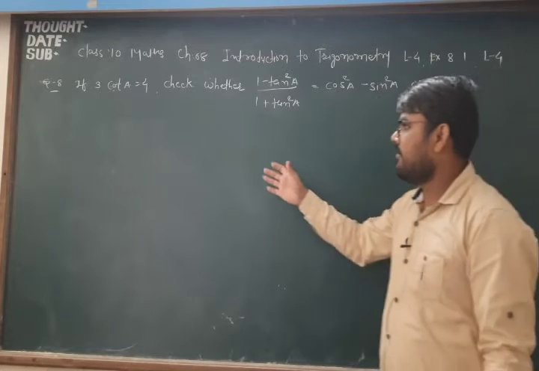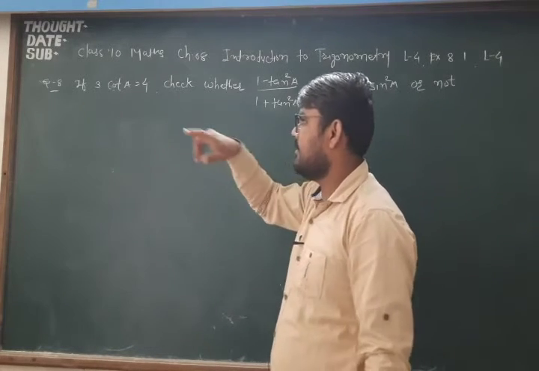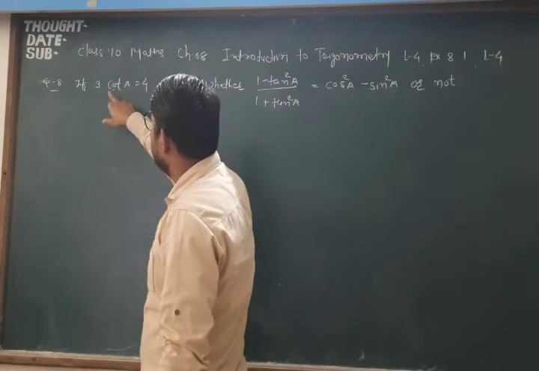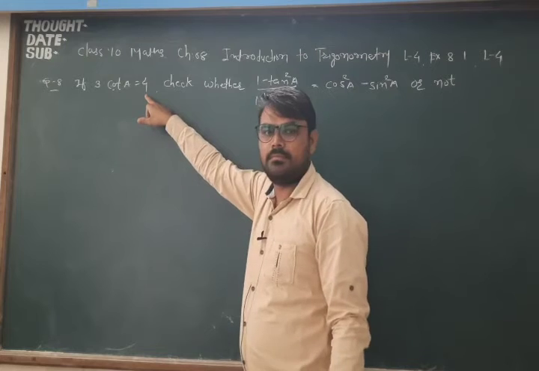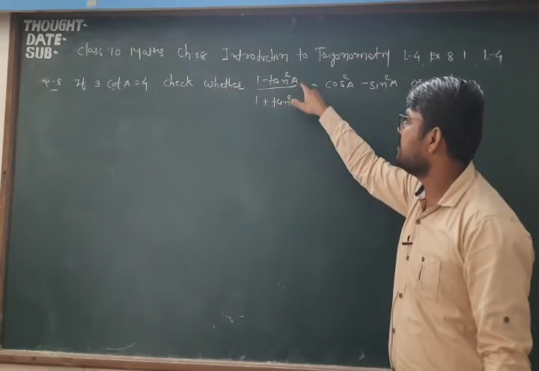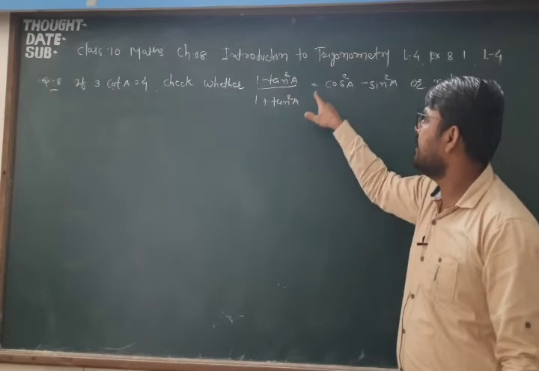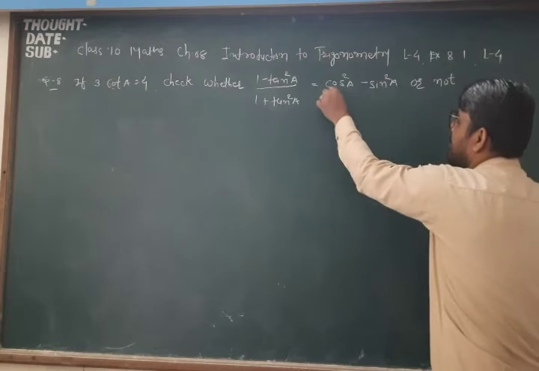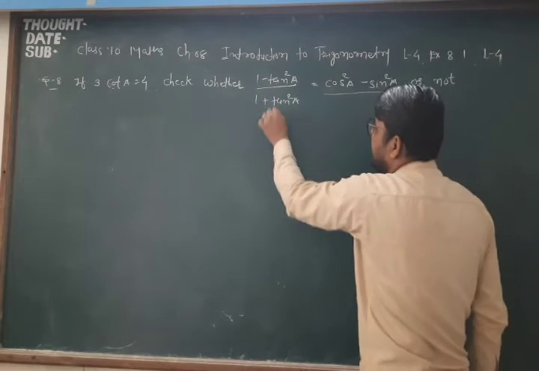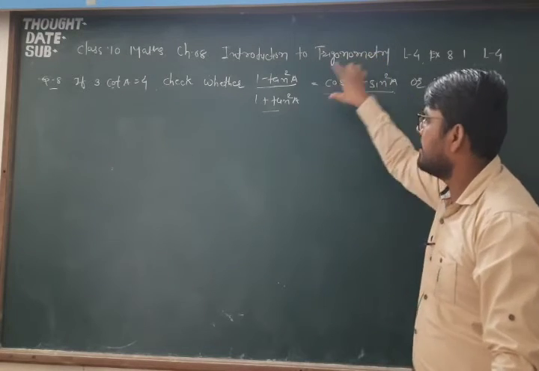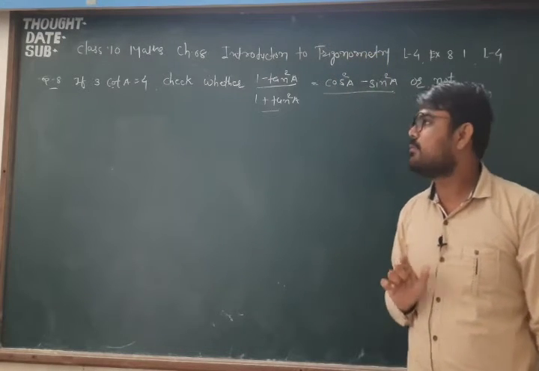Look at friends, another example of the same exercise, that is our question number 8. What is given? If 3 cot A equal to 4, this one is given, and we have to check whether 1 minus tan square A by 1 plus tan square A equal to cos square A minus sin square A. Are these both equal? That we have to check. It means we have to check LHS equal to RHS, whether the value of this and the value of this come out equal or not.